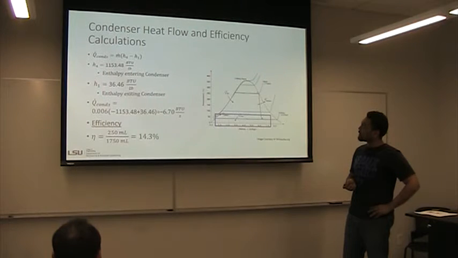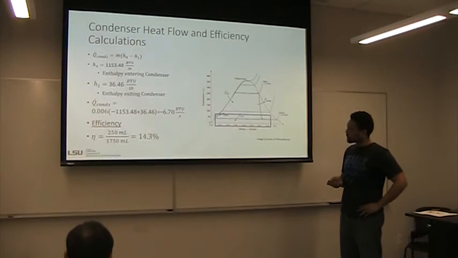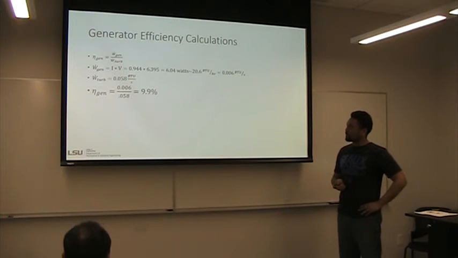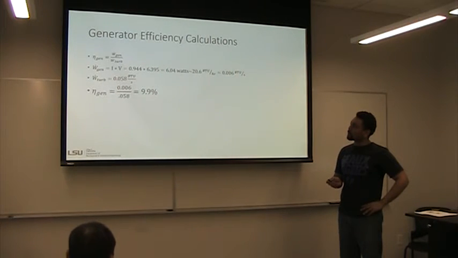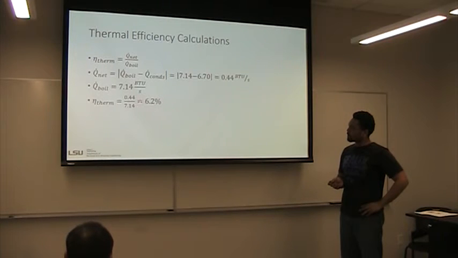Here's the heat flow and efficiency calculations. We can see right here the efficiency, the thermal efficiency, I believe. Notice the condenser efficiency is around 14%. We have approximately 0.67 BTUs per second of heat rejection. Here's the generator efficiency. We're right around 9 to 10% generator efficiency. And here's the work produced by the turbine once again. Here's the thermal efficiency of the system. We have about 6%.